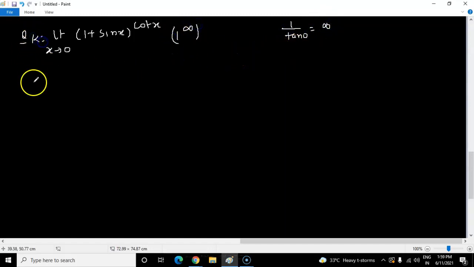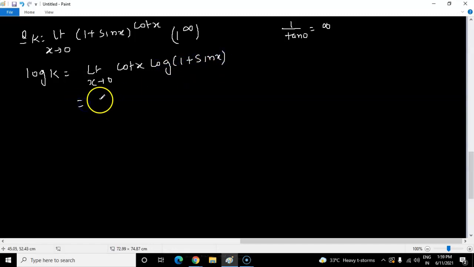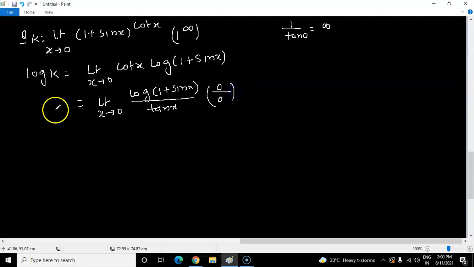So what you have to do is take the log on both sides. Log of k is equal to the limit as x tends to 0 of cot x into log of (1 plus sin x). To make it 0 by 0 or infinity by infinity, log of 1 plus sin x we cannot do anything about, but cot x I can write as 1 divided by tan x, because we know that cot is 1 by tan x. So sin 0 is 0, log 1 is 0, and tan 0 is also 0. So we get 0 by 0.